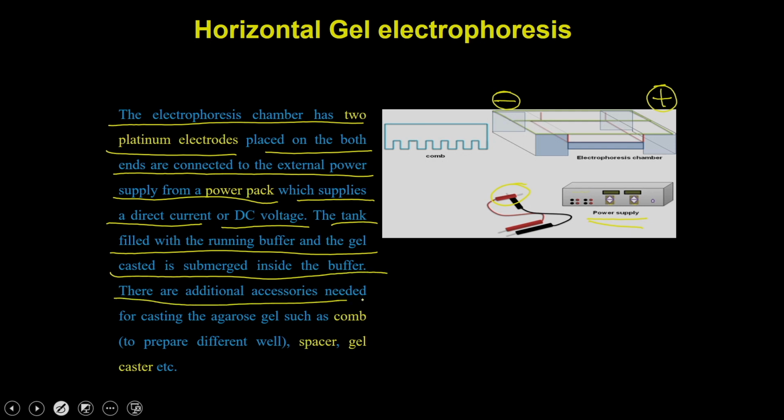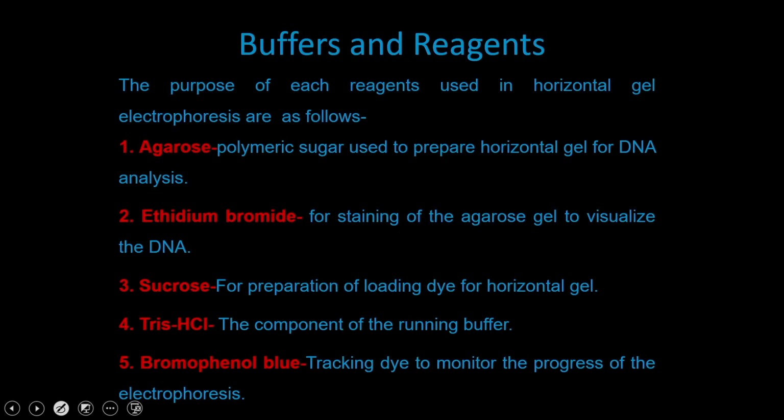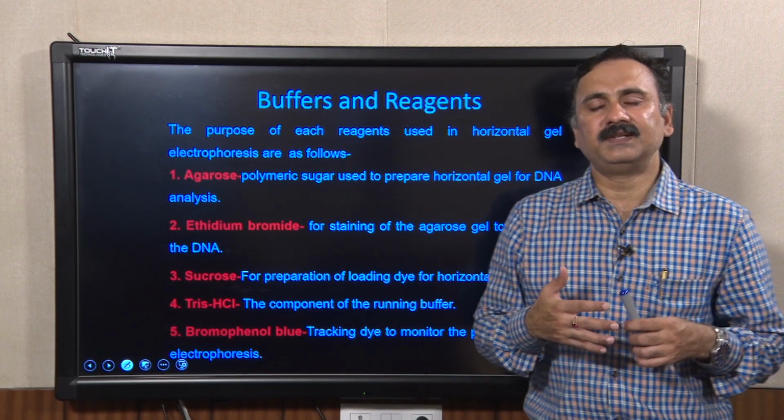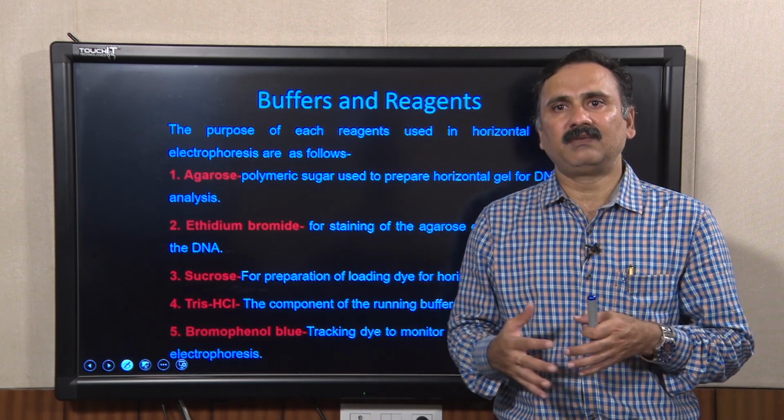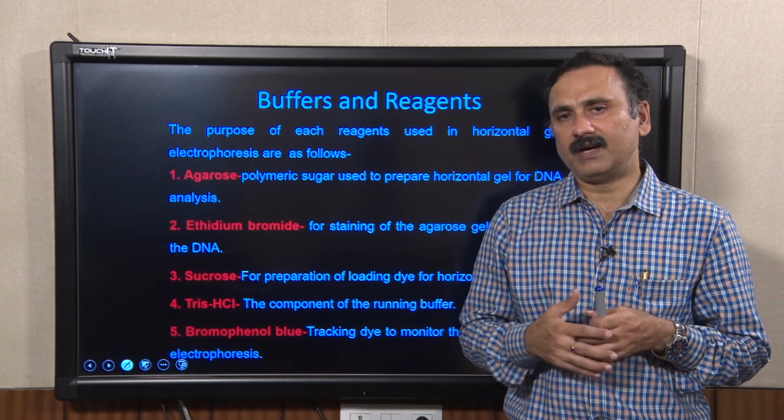There are additional accessories needed for casting the agarose gel, such as the comb. The comb is required to prepare the different wells, then you require the spacer, and then the gel caster. So, how do we run agarose gel electrophoresis? Before discussing that, let us understand the reagents as well as the instruments that are required.